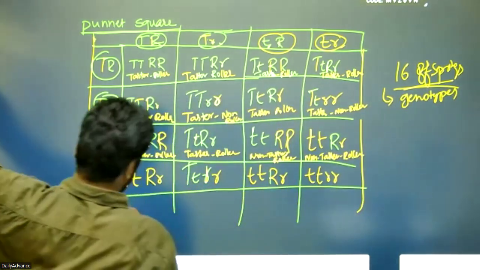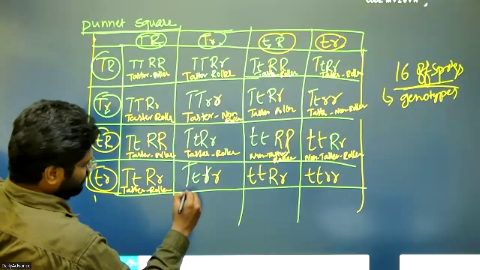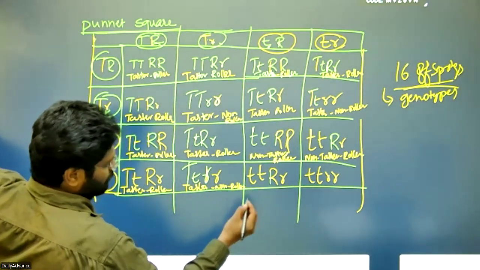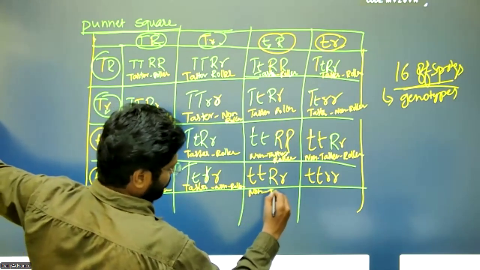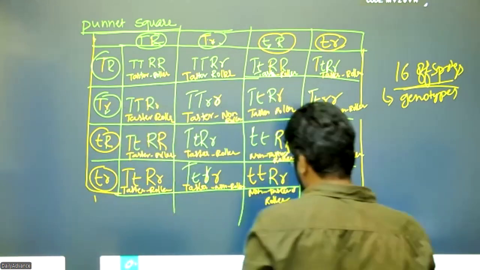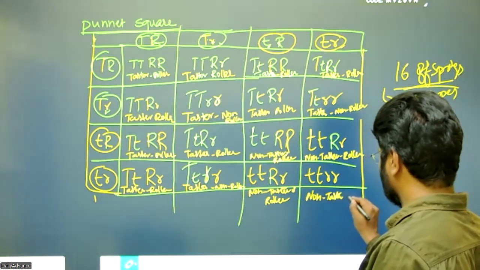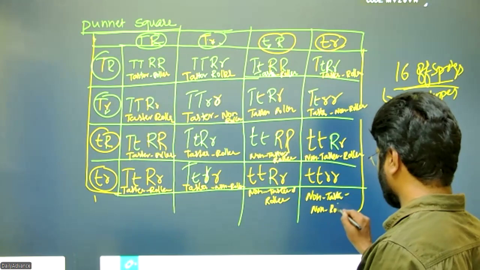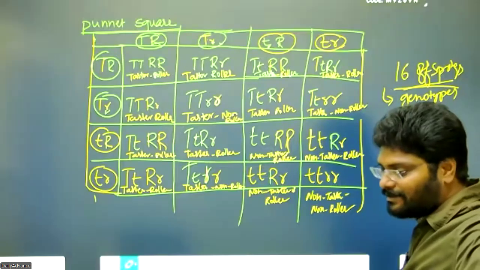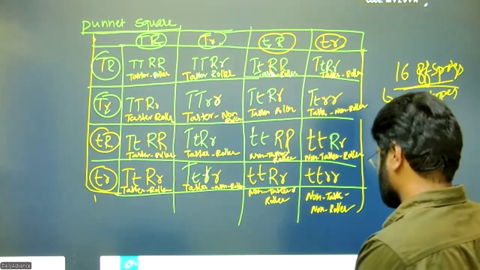And if you go to here, taster, roller. So taster, non-roller. So non-taster, roller. Non-taster and roller. So non-taster, non-roller. Non-taster, non-roller. So this is the 16 gametes, 16 offsprings. And what are all the phenotypes here?